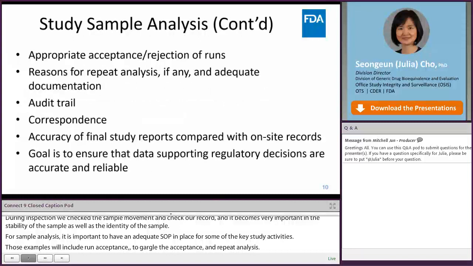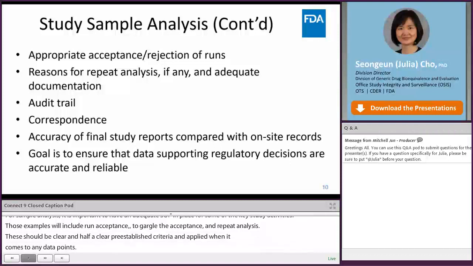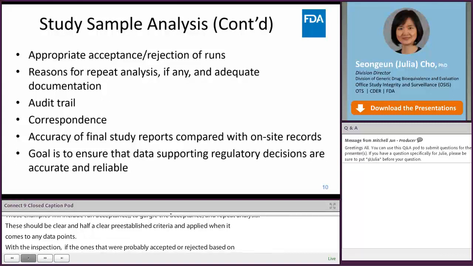And having rules and SOPs are only as good as they are followed. Therefore, we verify during inspection if runs were appropriately accepted or rejected based on the established criteria and SOP. And if any samples are reanalyzed, we expect to see the reasons documented, with detailed information.